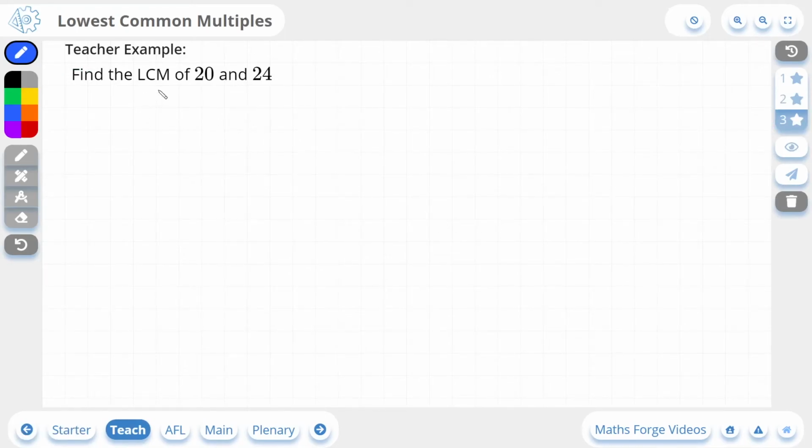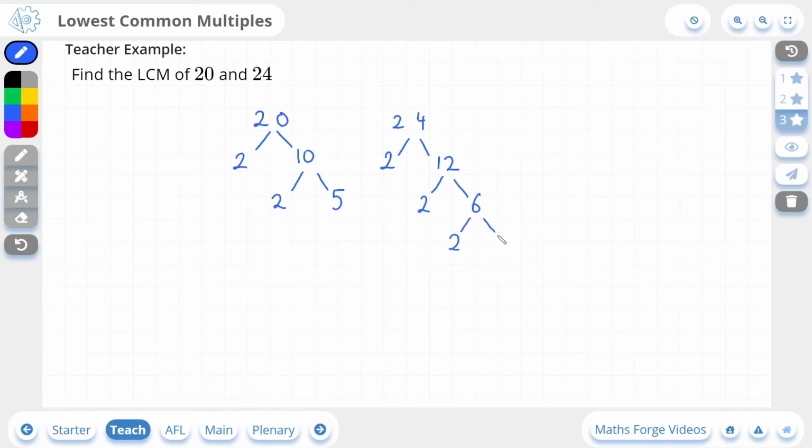So now we're being asked to find the lowest common multiple of 20 and 24. So I'm going to write down 20 and 24 and break them down using prime factor trees to find their prime factors. So 20 is going to break down into a 2 and a 10. 10 is going to break down into a 2 and a 5. And 5 is a prime number, so it finishes here. 24 is going to break down into a 2 and a 12. The 12 is going to break down into a 2 and a 6. And finally, the 6 is going to break down into a 2 and a 3.